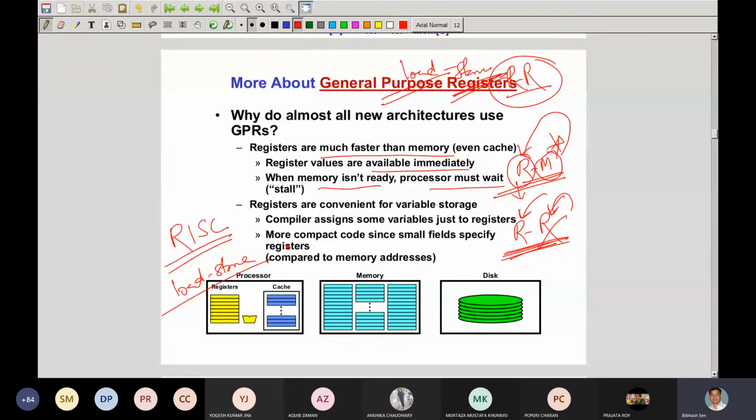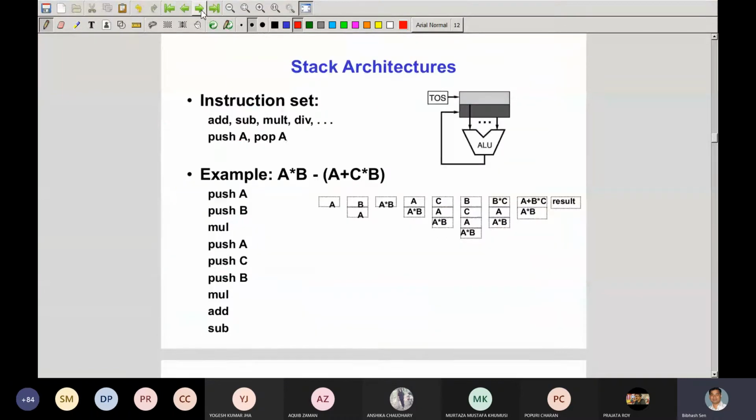So more compact code, since small fields specify it. But RISC has one drawback: a smaller number of instructions compared to other parameters. It has fewer instructions, and also fixed length of code. Variable length codings are not allowed here. So that is one point for these cases.